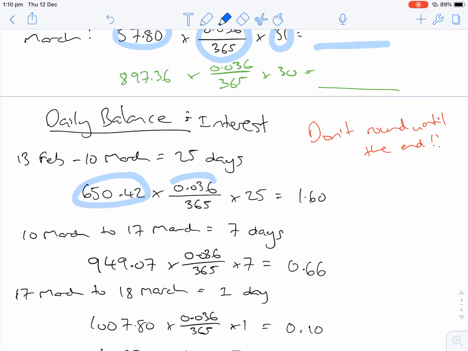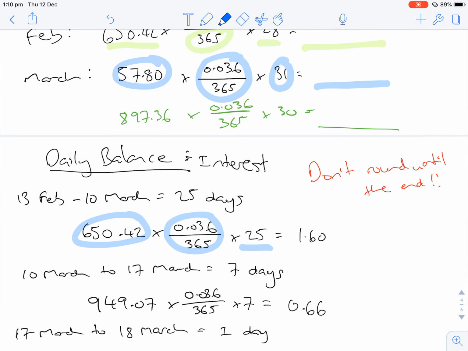So you can see here in my calculations, I start with the balance at the beginning of that time, times it by the daily interest rate, and what I've got to work out is how many days are there between the 13th of February and the 10th of March. So if I count up from the 13th of February to the 10th of March, there were 25 days, and that means I would have got $1.60 of interest in that first part of that account.